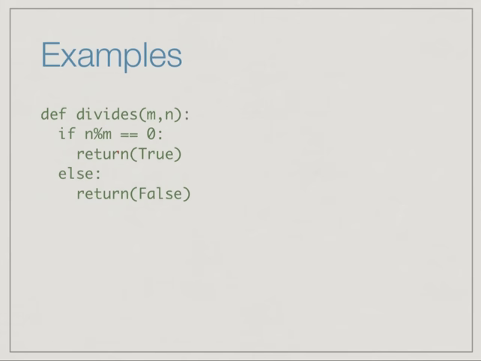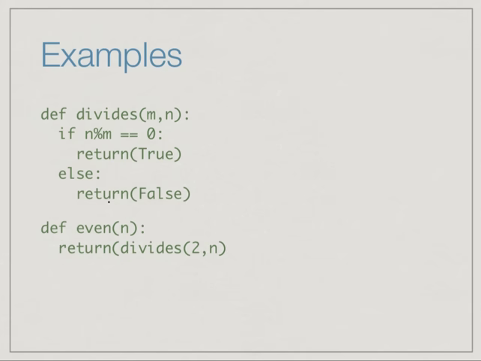So let's look at an example of how we would use Boolean values. Let's get back to the divides example. In mathematics, we write m divides n to say that m is a divisor of n. Okay? So this means that m times k is equal to n for some k. So m divides n if the remainder of n divided by m is 0. If so, you return true, else you return false. Right? So this is a very simple function. It takes 2 arguments and checks if the first argument divides the second argument.